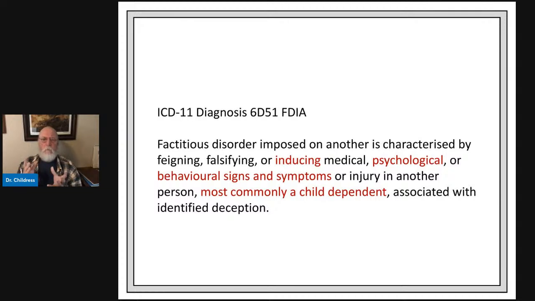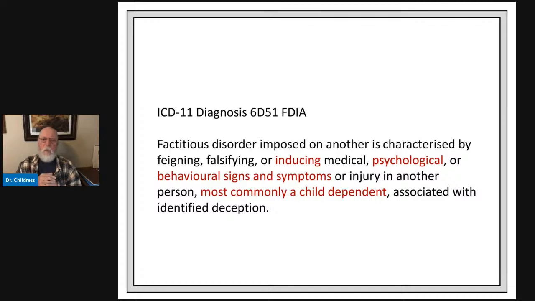So from the ICD-11, which is from the World Health Organization, it's a diagnostic system that has the code number for all medical and psychiatric diagnoses. So this is the big book of diagnoses. It pretty much lines up with the DSM-5. And so for the ICD-11 diagnosis 6D51 FDIA, in the DSM-5, it's 300.19. And this is what they say.